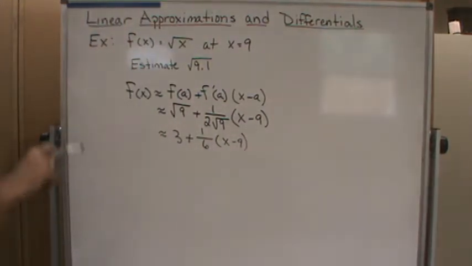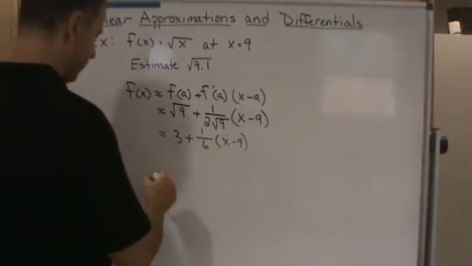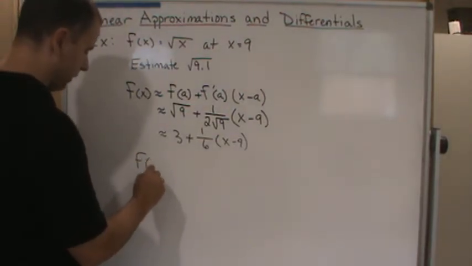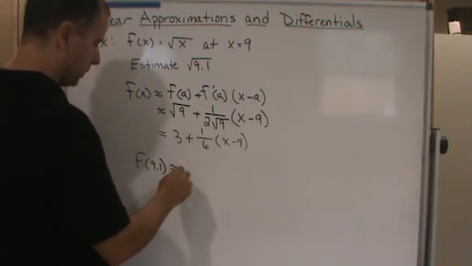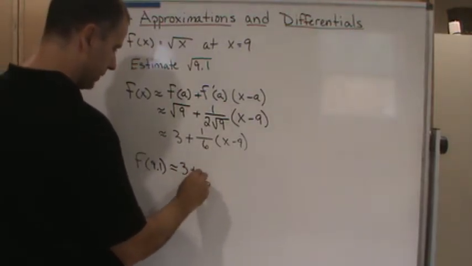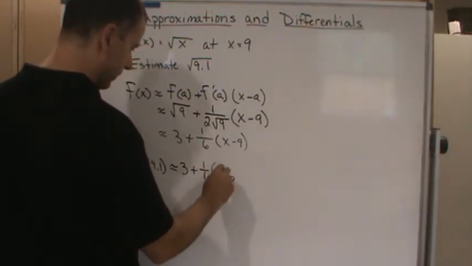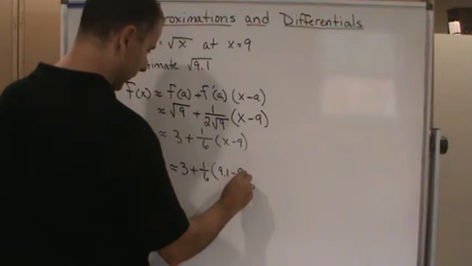There's our linear approximation. Now we're going to approximate this for 9.1, so we're going to find f of 9.1. Now it's easy, because all we have to do is plug in 9.1. So it's 3 plus 1/6 times 9.1 minus 9.